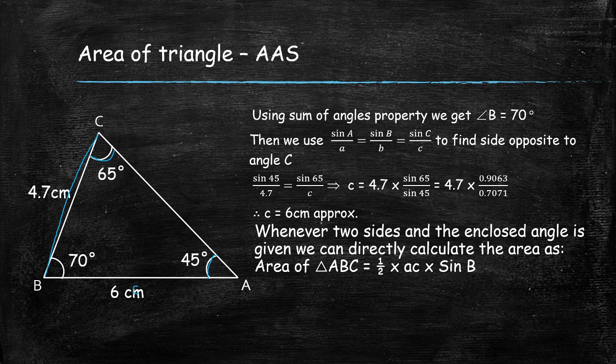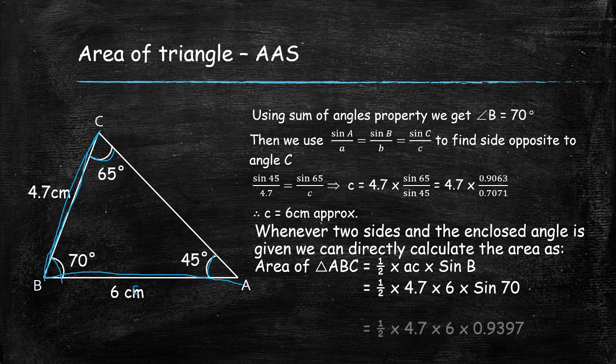Whenever two sides and an enclosed angle are given, you can directly calculate the area as half into AC into sine B. So we know side BC and side BA and the enclosed angle B. So we can directly find the area as half into 4.7 into 6 into sine 70. Half into 4.7 into 6 into 0.9397 equals 13.2 centimeter square.